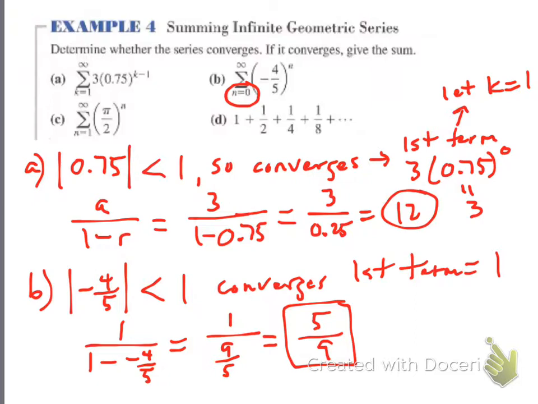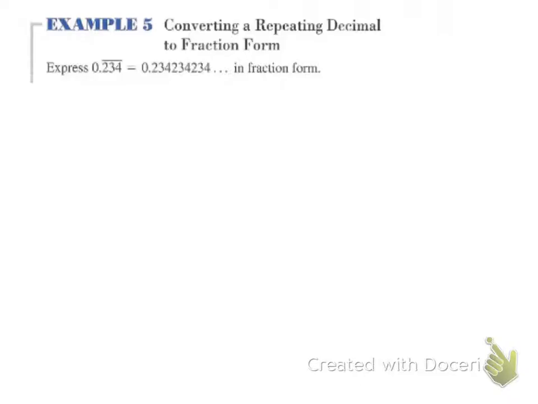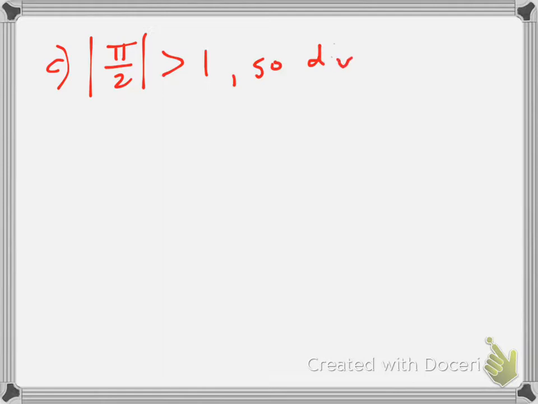Now, in part C, pi over 2 is r. The absolute value of pi over 2 is greater than 1. Pi is 3.14, and 3.14 divided by 2 is bigger than 1. So it diverges, and you're done. You don't have to do anything else.